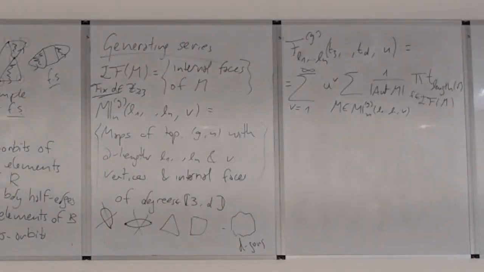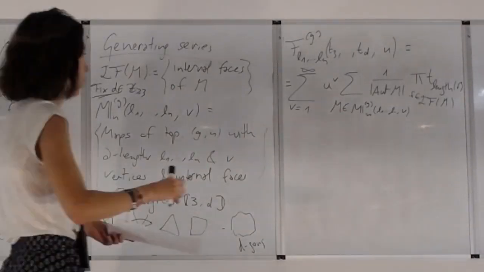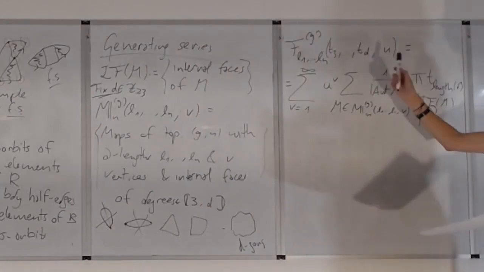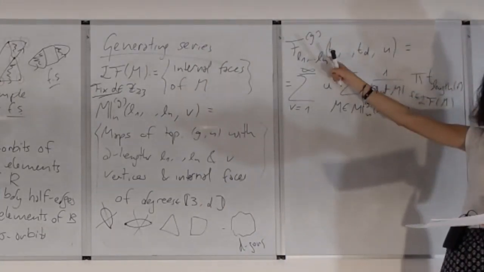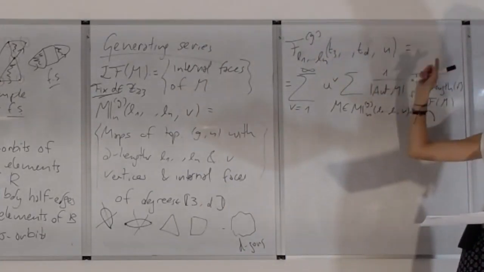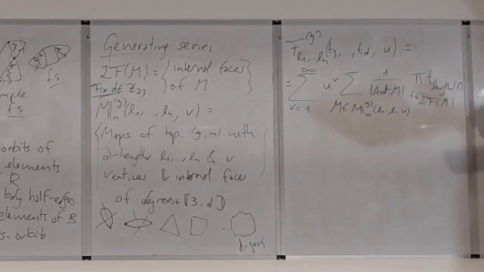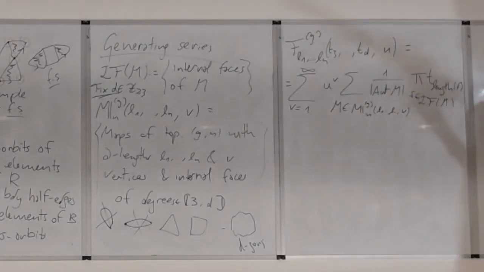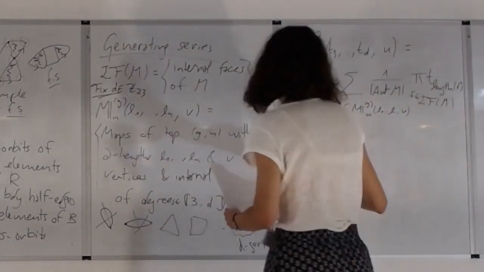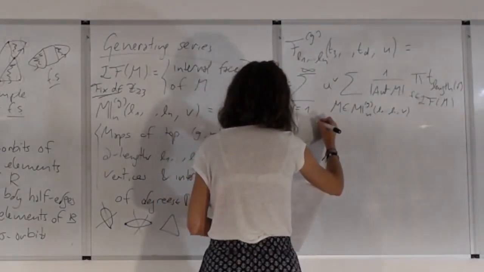I haven't understood what T3 to TD are. Yes, they are just parameters that will count how many triangles you have, how many quadrangles, and so on. So they are parameters to count the number of internal faces of a certain length. Okay, and this is the ordinary generating series.